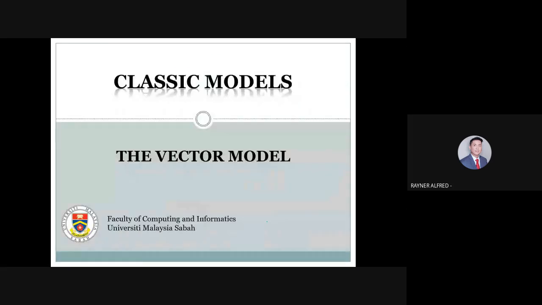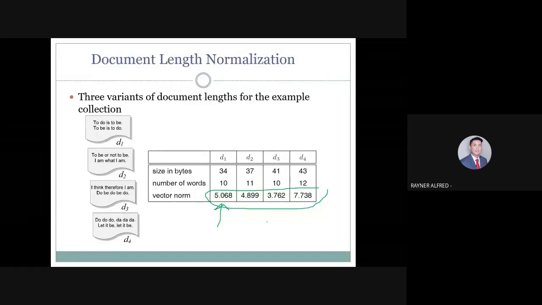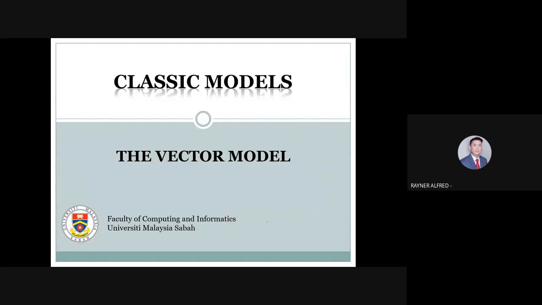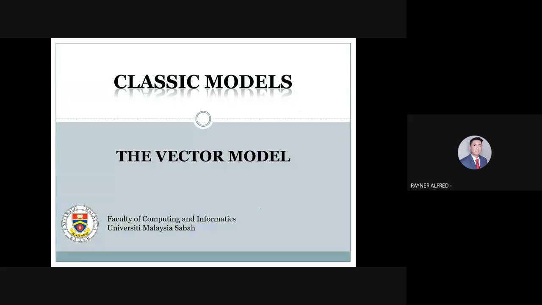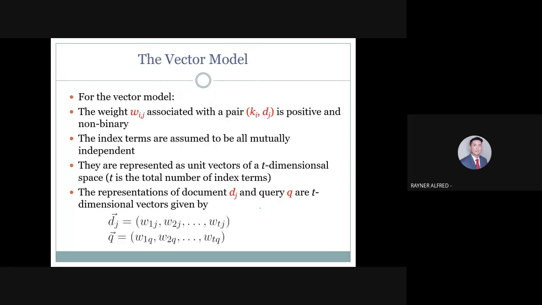Since we have this TF-IDF, now we can perform the ranking. We call it the vector model. For the vector model, we use some kind of similarity function or ranking function in order to measure the distance.